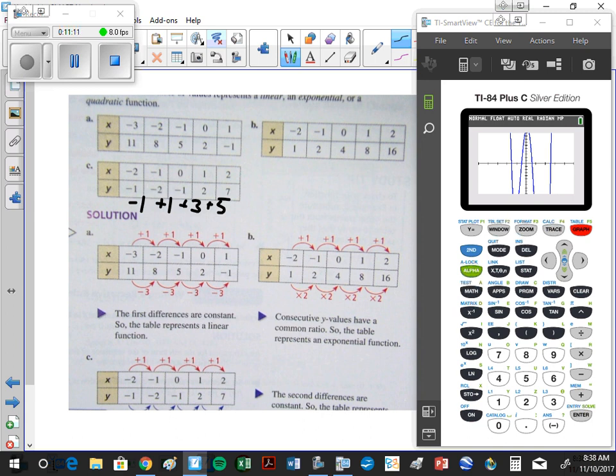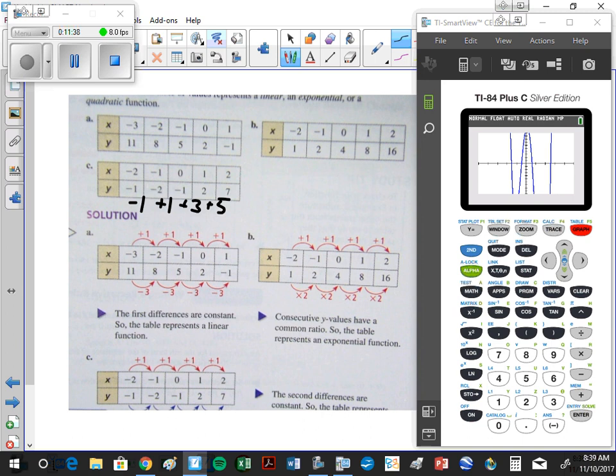Let's check exponential. How do you get from negative 1 to negative 2 using multiplication? You would multiply by 2. How do you get from negative 2 to negative 1 using multiplication? Times by 1/2. So can this be exponential? The first one was times 2 and the second one was times 1/2. So no. Well, what should we try?